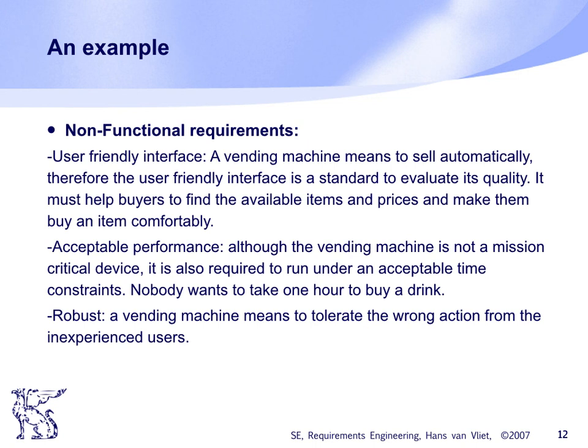The next one is robustness. The vending machine should be robust. That means if the user gives wrong input or chooses wrong actions, the vending machine should have the capability to work with those wrong actions. It should tolerate the wrong actions. So that's robustness. These were the non-functional requirements. You can add some more if you want.